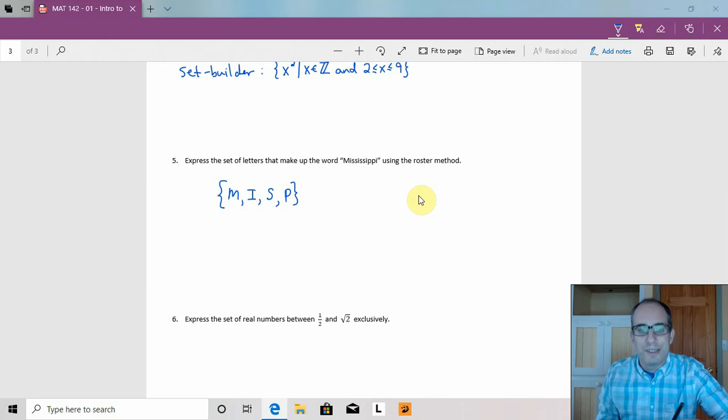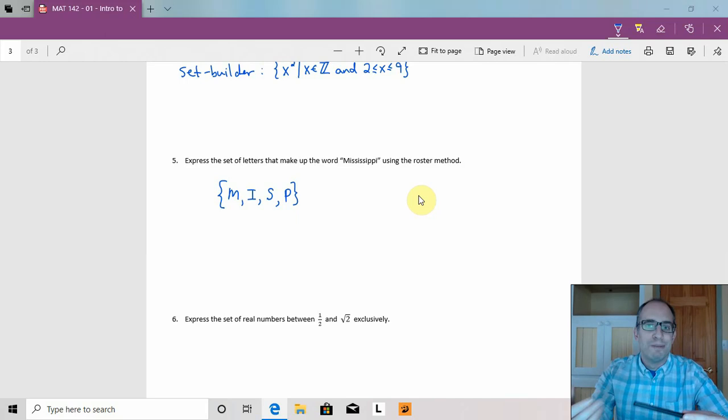Right? Because part of writing this out using the roster method is that you don't want to have the repeats in there. So it's nice and short, because Mississippi has a ton of repeated letters. And I guess there is no way to put this in set builder notation, right? That's really a thing for numerical sets, not for sets that are made of letters.